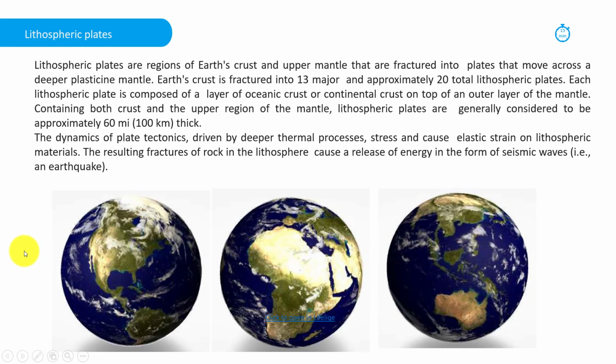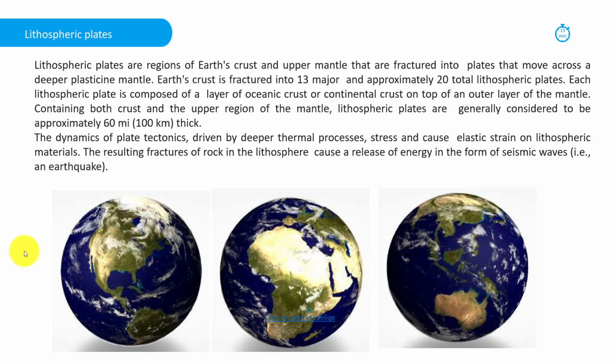So lithospheric plates are parts of the Earth's crust and upper mantle that are fractured into plates like puzzle pieces, and they move across a deeper plasticine mantle. In this case, plastic doesn't mean like the plastic in your water bottle or a fork from a fast food restaurant. Plasticine means that it's malleable and movable as opposed to something that would be described as rigid. And Earth's crust is fractured into 13 major and approximately 20 total lithospheric plates. Each one is composed of a layer of oceanic crust or continental crust on top of an outer layer of the mantle.